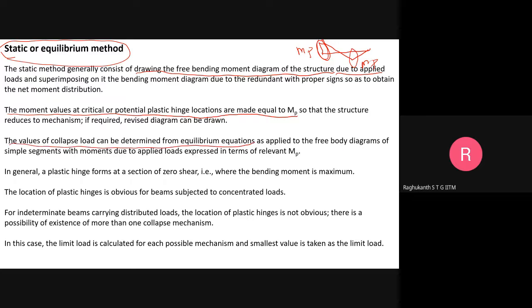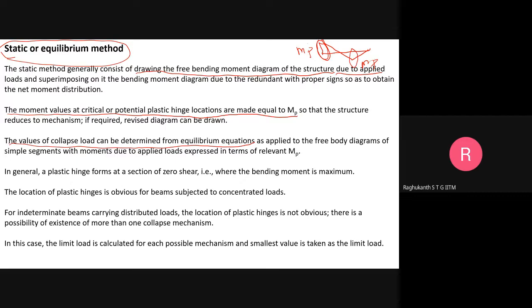So now you have a bending moment diagram whose shape you have taken from the linear elastic analysis, and these values you are not interested in actually. Wherever bending moments are high, you have equated them to Mp itself. Once you know Mp, you go back, and from equilibrium you find out the collapse load. Okay, so this is how we do this.